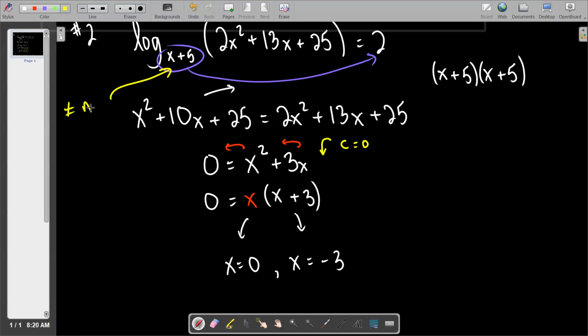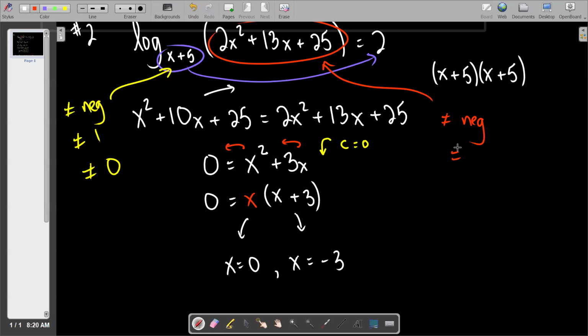He can't be negative, he can't equal 1, and he can't equal 0. And then we've got the argument of the log, the thing circled in red. What can't it be? It can't be negative or 0. So those are the 5 rules.